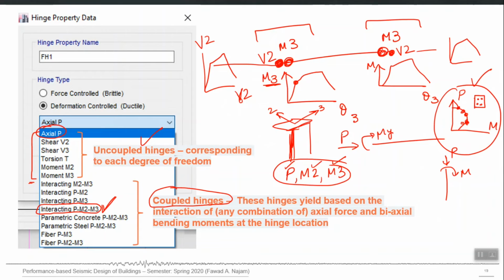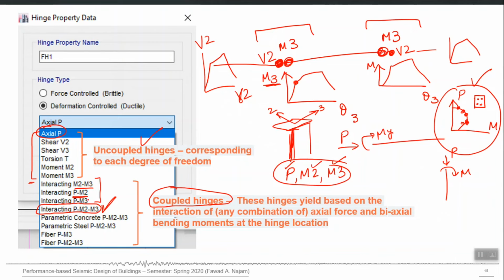It accounts for the coupling of capacity between different degrees of freedom, and then all other 3 on top are the subsets of this P, M2, M3, because they just are based on 2 out of these 3 actions. Like M2, M3 is an interacting hinge between both moments only, no effect of the axial load. PM2 is the hinge which can be assigned to a uniaxially loaded column in which the primary bending moment is M2 and you want to include the effect of axial load.